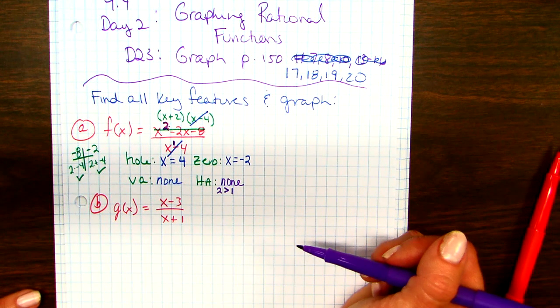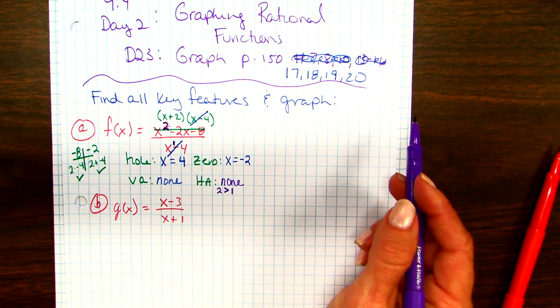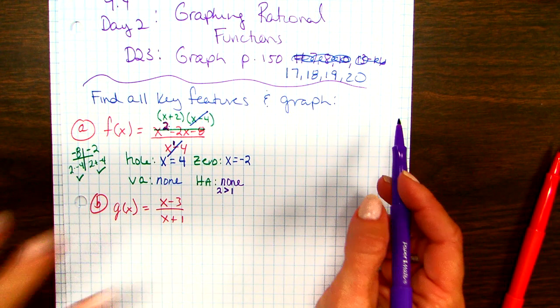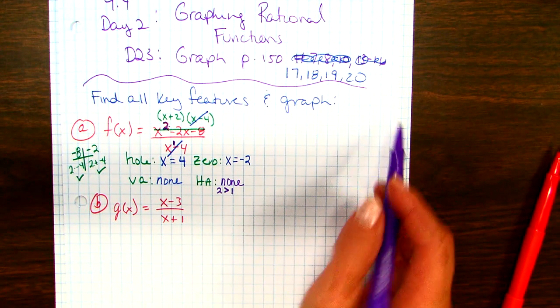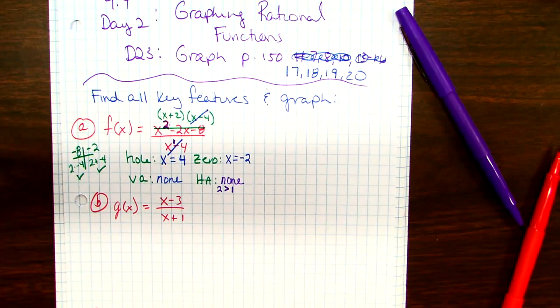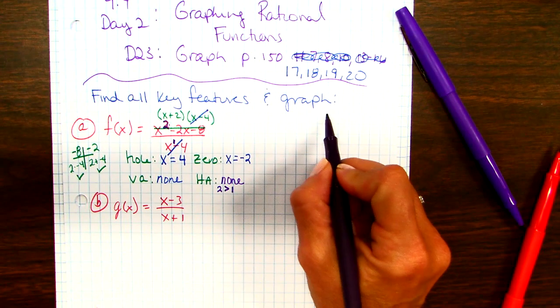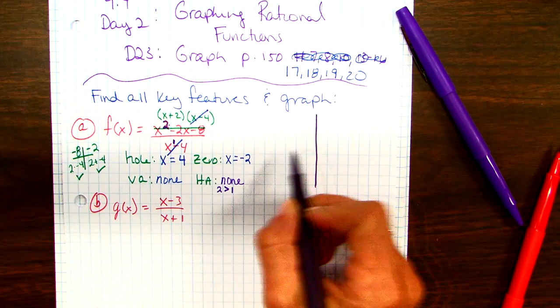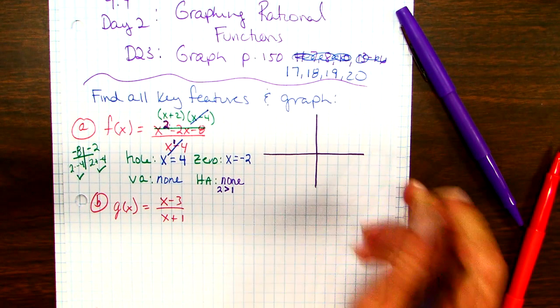Okay? So there is one step left that we didn't talk about yesterday besides the graphing, but what we're going to do is put our key features on the graph first, and then I'll tell you what your last step is to get your graph. But it's much easier to have a sketch of the graph first. Okay? So I'm going to just draw myself an XY axis.